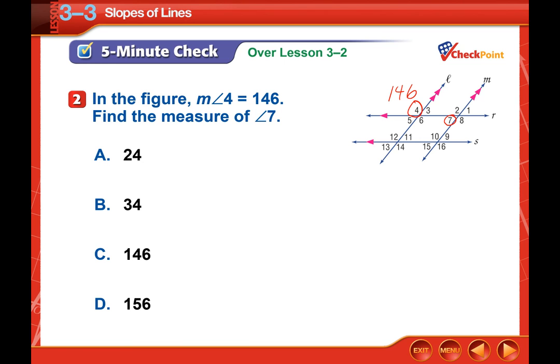Alternate angles, such as these, are not corresponding, but we do know that angle 2 and angle 7 are supplementary. They're a linear pair. And we previously determined that angle 2 was 146 when 4 was. So if 2 is 146 and it's supplementary to 7, that means that 7 is 180 minus 146, or 34.